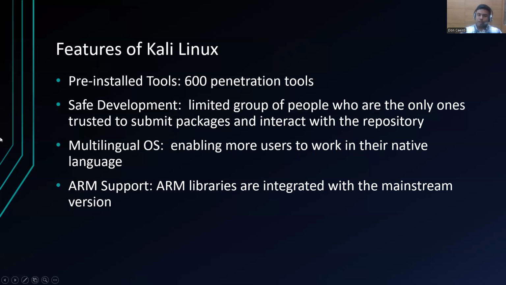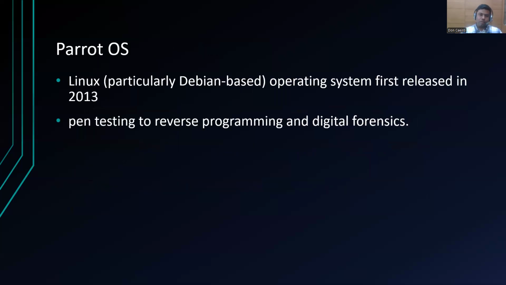Linux-based operating systems are multilingual, so they are not only present in English or any particular language. They can be used in various languages, and they also have a lot of resource management libraries that are integrated into the mainstream version of Linux. Further, we also have a Debian-based Linux operating system called Parrot, which was first released in the year 2013. Basically, the Parrot operating system is used for pen testing and also for digital forensics.